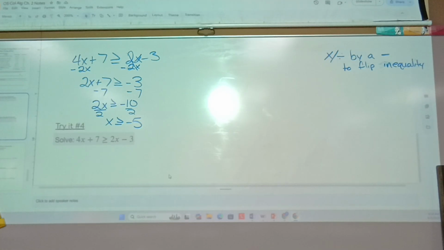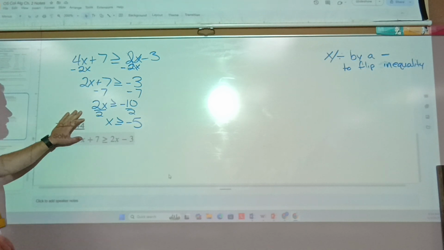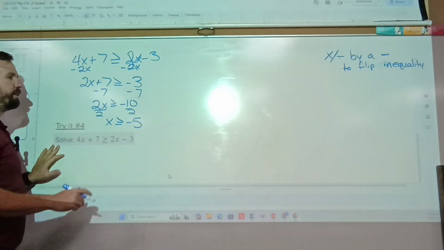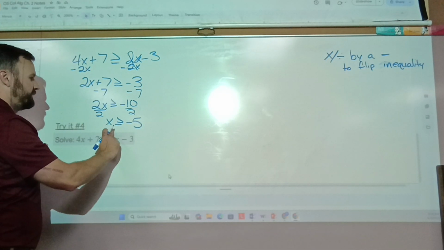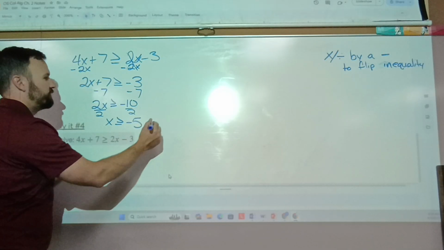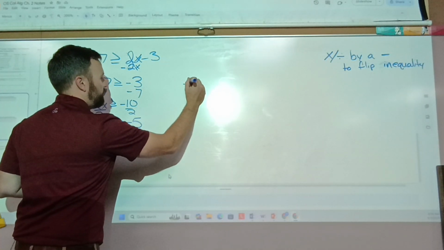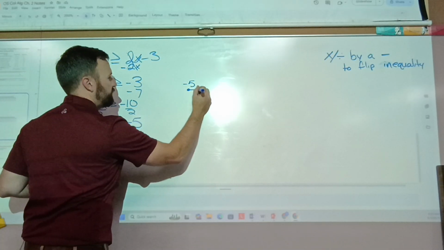So when do you flip the sign again? When you multiply or divide by a negative number, it flips the sign. Only when you do it, not in the problem, but when you're solving it, when you multiply by a negative or divide by a negative. So remember, they're the same operation. Okay, sorry. All right, so we're going from negative 5. X is bigger than it.